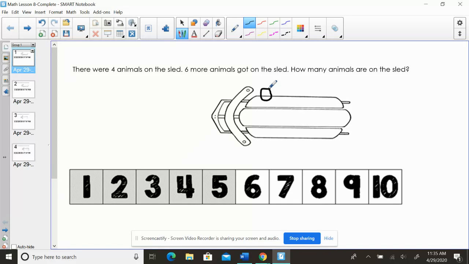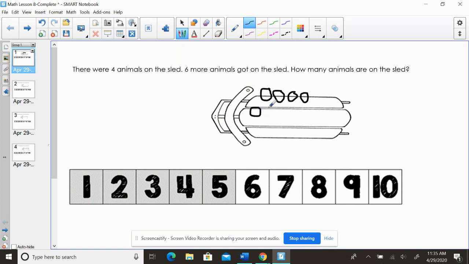1, 2, 3, 4. Now the second part of the story problem says 6 more animals got on the sled. So I need to draw 6 more circles to represent the animals that are getting on the sled.